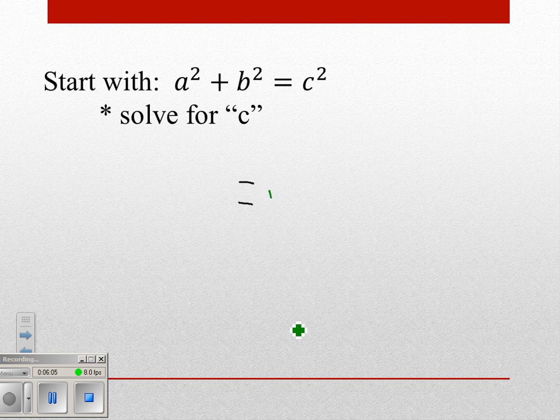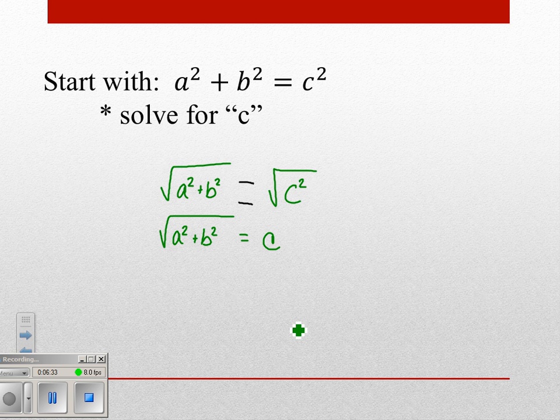If you want to unsquare something, you take the square root of it. We also know from our equation solving days that what we do to one side of an equation, we have to do to the other side of the equation. Okay, so the square root of c squared is c, and the square root of a squared plus b squared is going to match our distance formula.